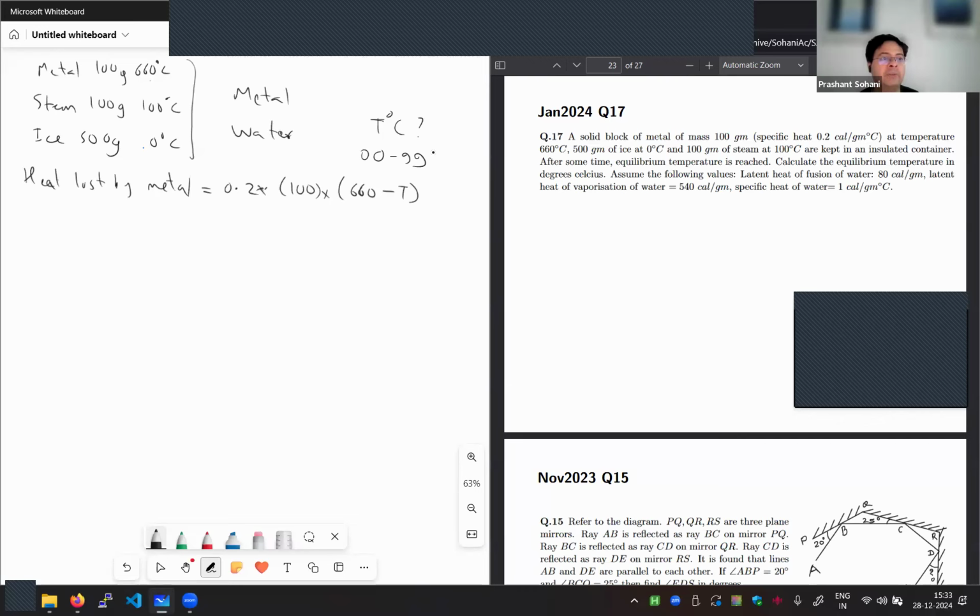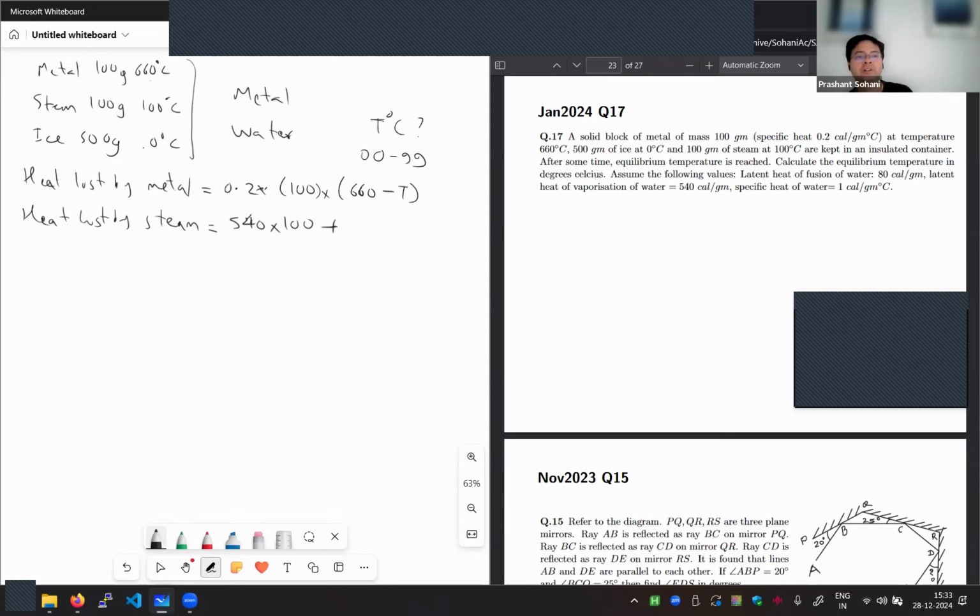Then similarly, steam will also lose heat. So heat lost by steam. How much will that be equal to? So that will have two parts. One is the heat required, the latent heat, to convert the steam into water. So again, that will be 540. It is given the latent heat of water is 540 calories per gram. So it will be 540 into the quantity, which is 100 grams. So this is the heat required to convert the steam into water.